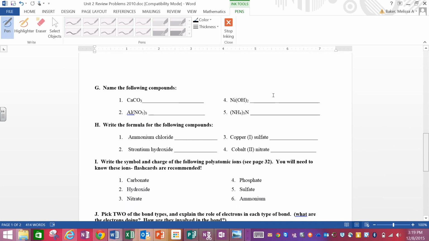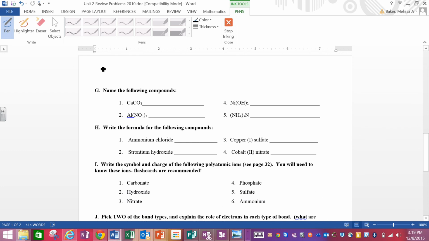More practice with naming. These have polyatomic ions. You still need to have those 6 polyatomic ions memorized. So first one here, we've got calcium carbonate. Next one, aluminum nitrate. These are not transition metals, so we do not need Roman numerals.